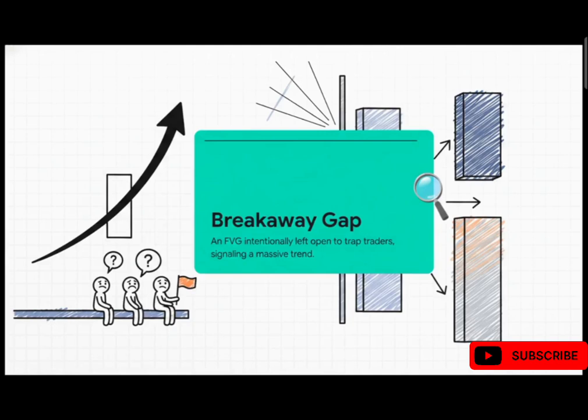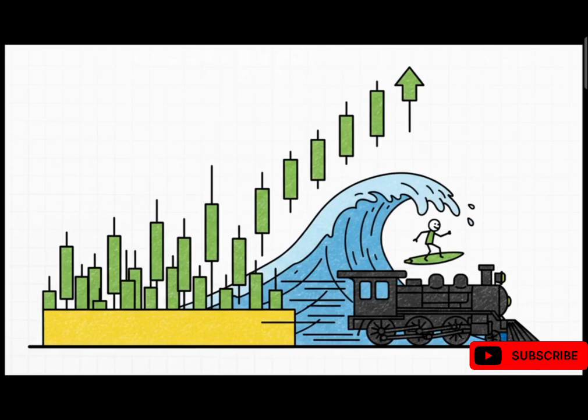Institutions will deliberately create a massive FVG and then intentionally leave it open. Why? To strand retail traders who are desperately sitting on the sidelines waiting for a pullback that is never, ever going to come. So, context is everything here. If you sketch out an FVG and the market consolidates above it but stubbornly refuses to dip back down into your box, you're looking at a breakaway gap. The trend is just too strong to look back.